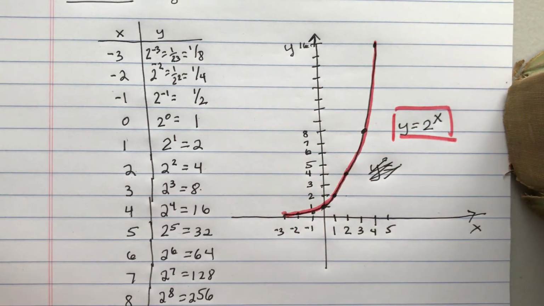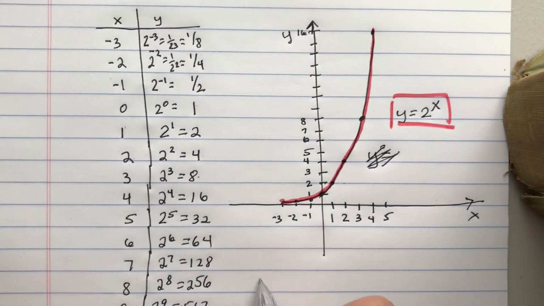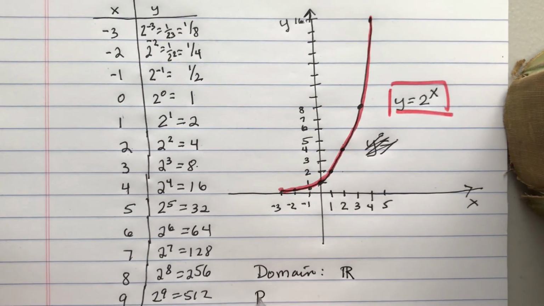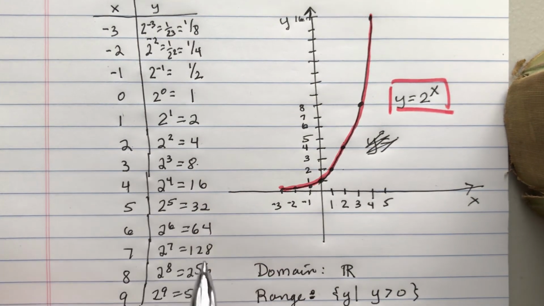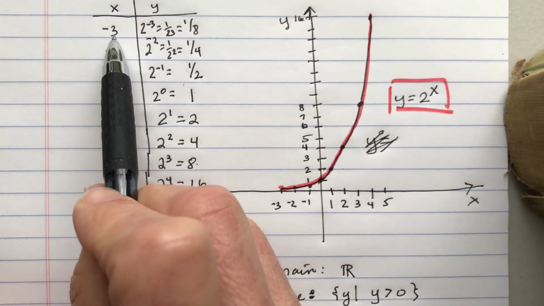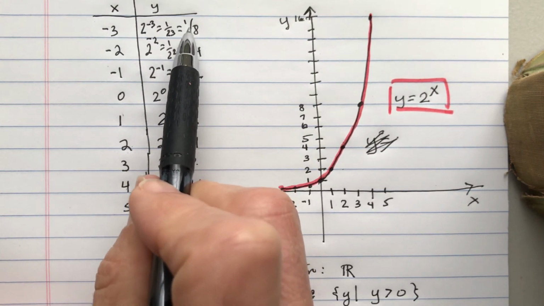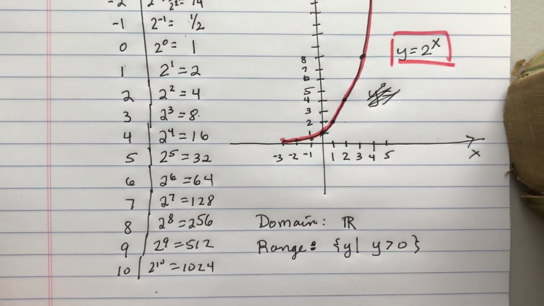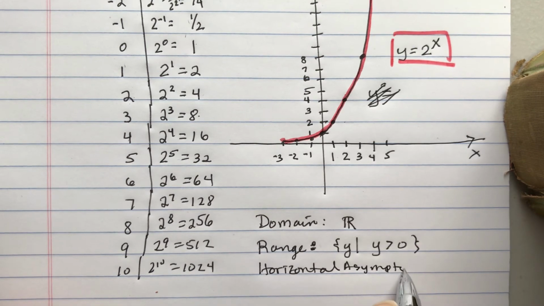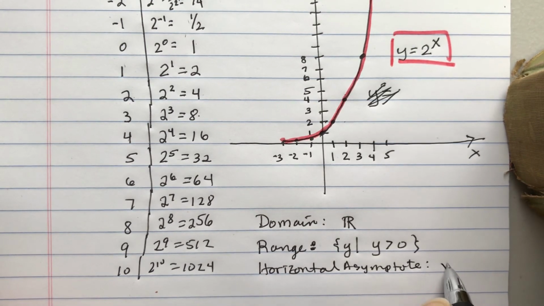Let's then fill in a few other things about this. The domain is all real numbers. The range is the set of all y's such that y is strictly greater than 0. You can't get 0. I mean, look, over here, say you have a negative number for x, then you get a fraction. A fraction is only 0 when the numerator is 0. You're not going to get 0. We have a horizontal asymptote, which is the x-axis.